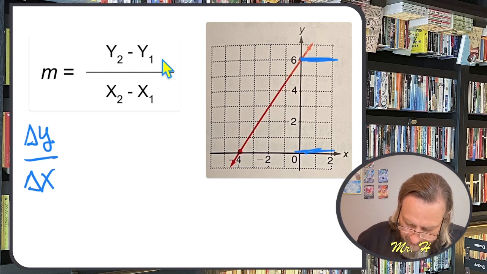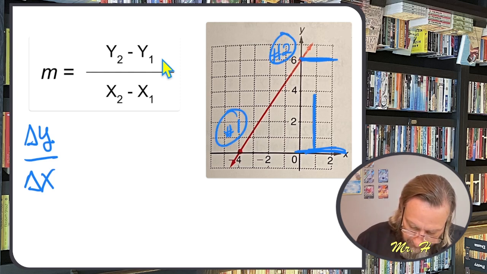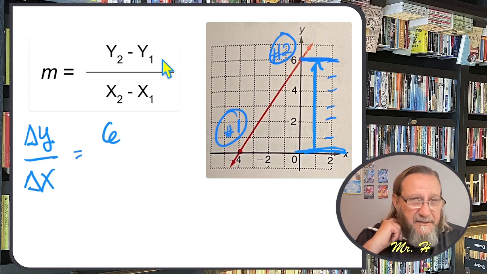Here to here. If we start with this point, number 1, and go to this point, number 2, what does the y value do? It has to go up 1, 2, 3, 4, 5, 6 spots. Up 6 is positive 6.